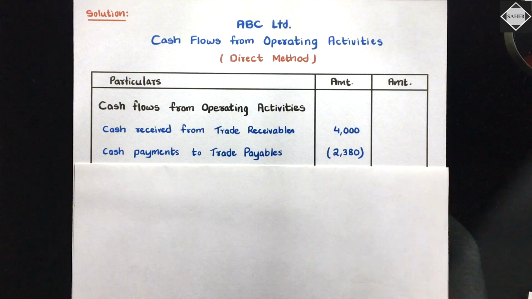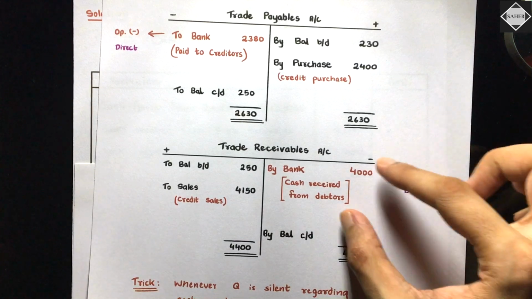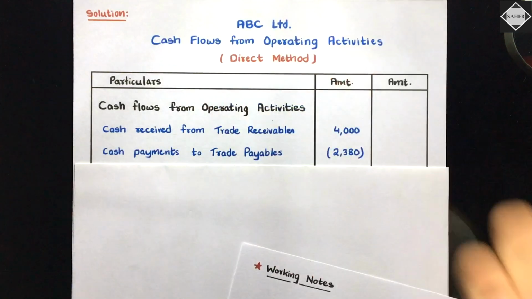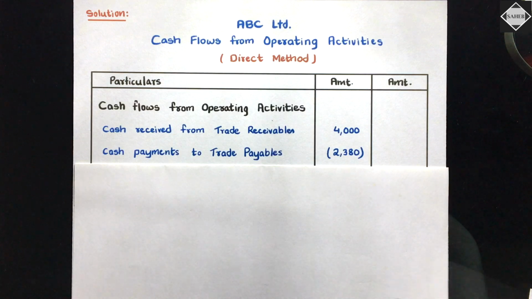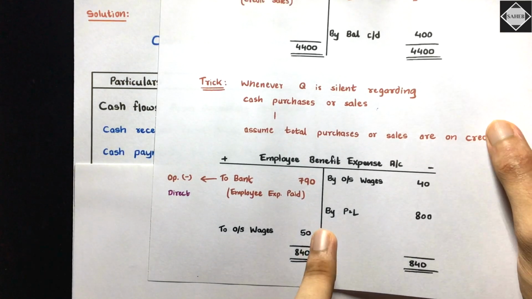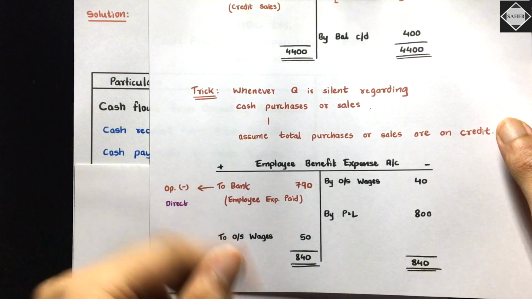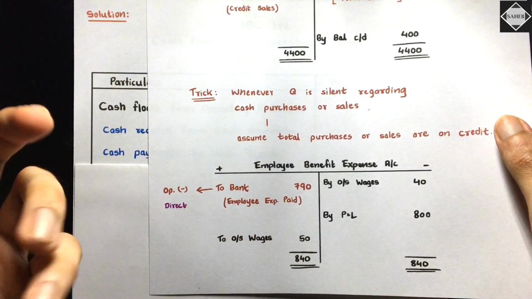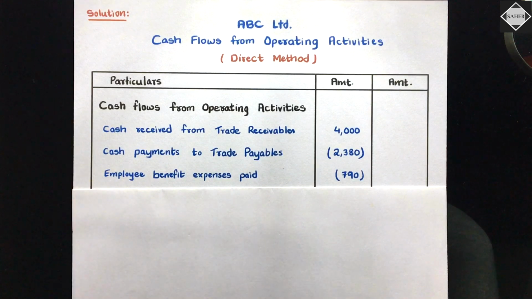Simple. Okay, then see trade receivables. From trade receivables, how much money did we receive? 4000. Just take that. Cash received from trade receivables plus 4000. Clear? Simple and straightforward. Then see employee benefit expenses. This account we made. Why did we do this? To find out how much is actually paid. 790 we found out. This much has been paid. Employee benefit expenses paid 790 minus.